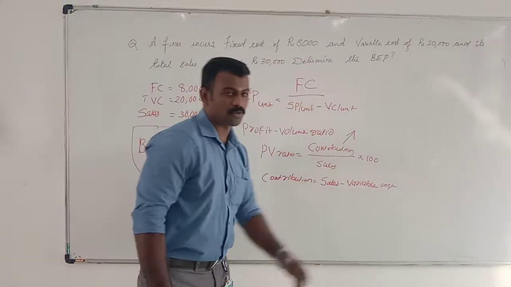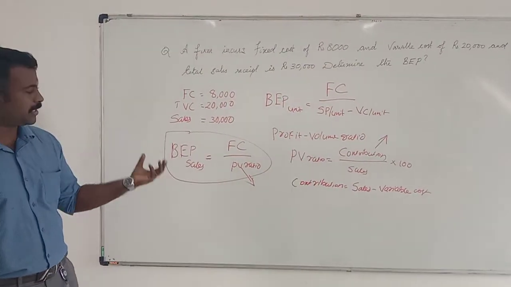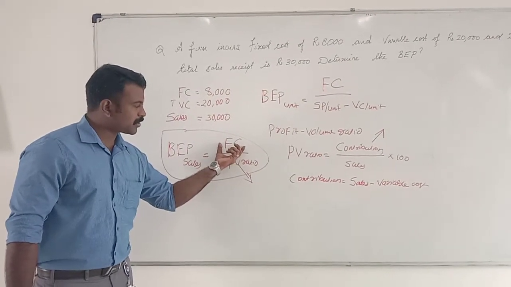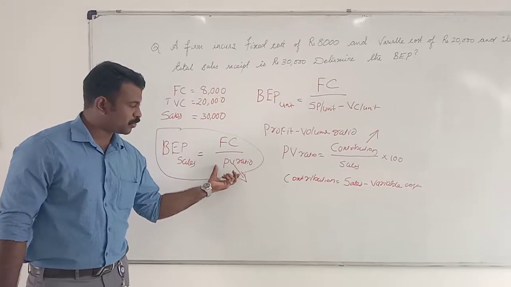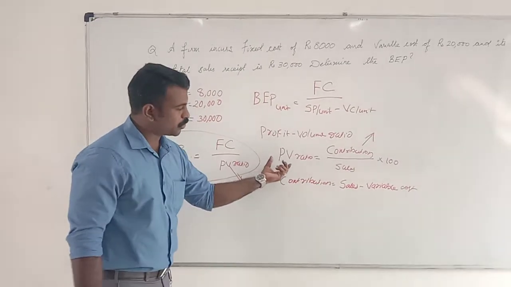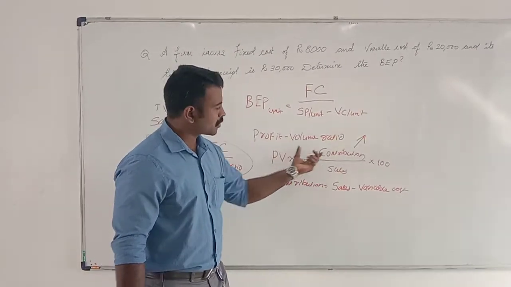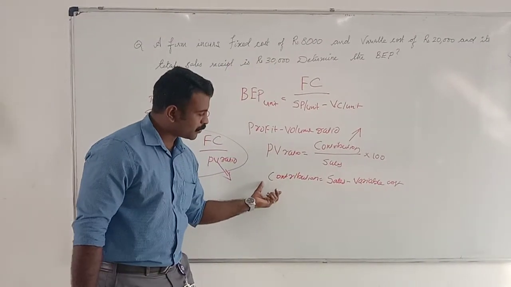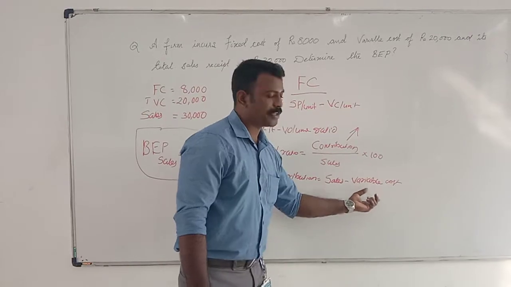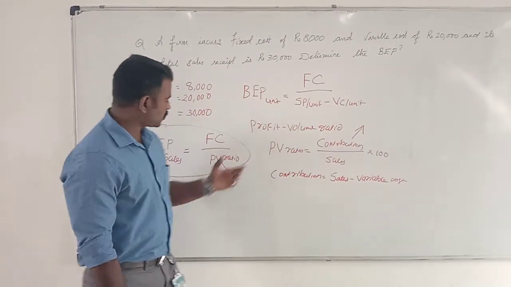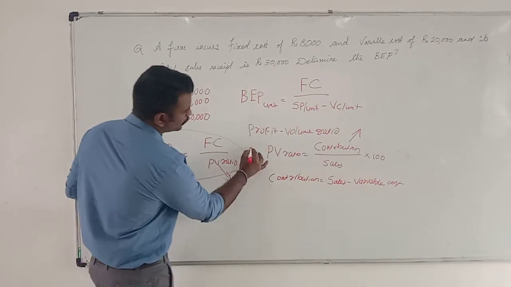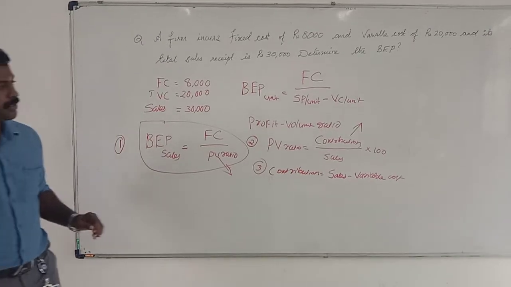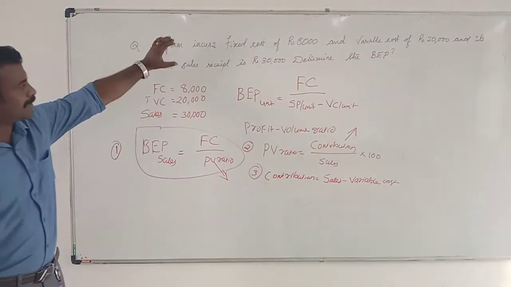Sales minus variable cost. So how many equations have we studied today? First of all, break-even point in sales, the equation is fixed cost divided by PV ratio. The new word that came is PV ratio. PV ratio's equation is contribution by sales into 100, and contribution's equation is sales minus variable cost. So today we have studied 3 equations. Let's move on to the question.